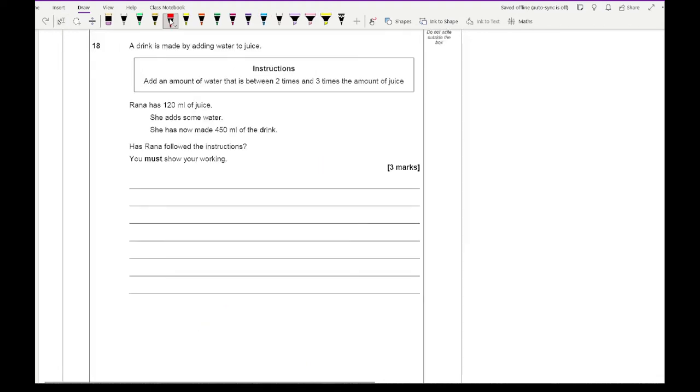So looking at question 18, it says, a drink is made by adding water to juice. And the instructions are, add an amount of water that is between two and three times the amount of juice. Rana has 120 milliliters of juice. She adds some water and has made 450 milliliters of the drink. Has Rana followed the instructions? Well, for the water needed, if we multiply by 2, it's going to be 240 milliliters. And if we multiply it by 3, it's going to be 360 milliliters.